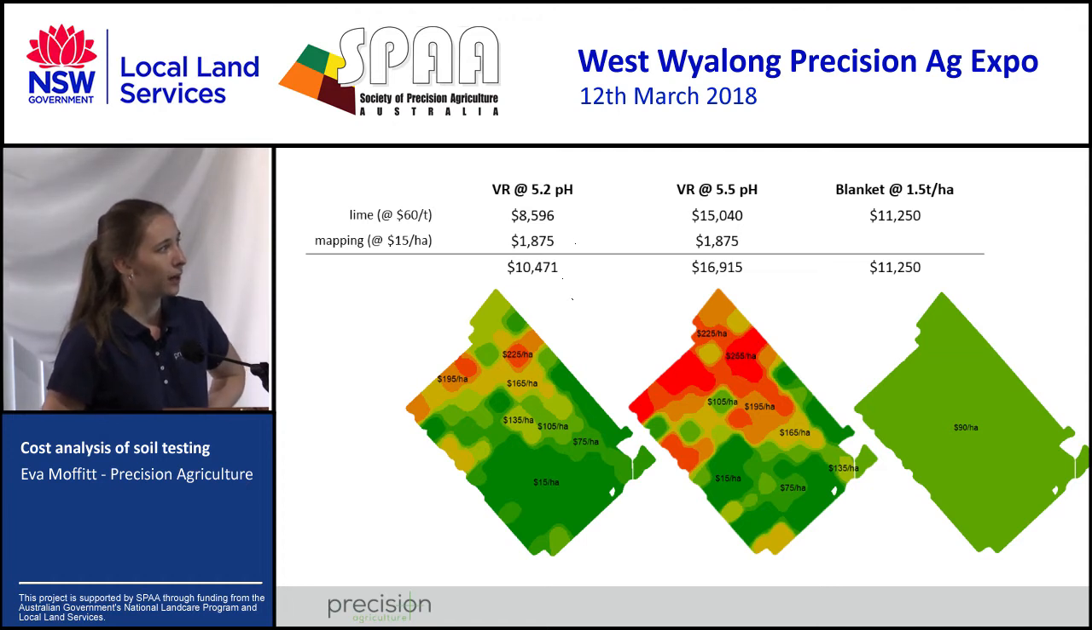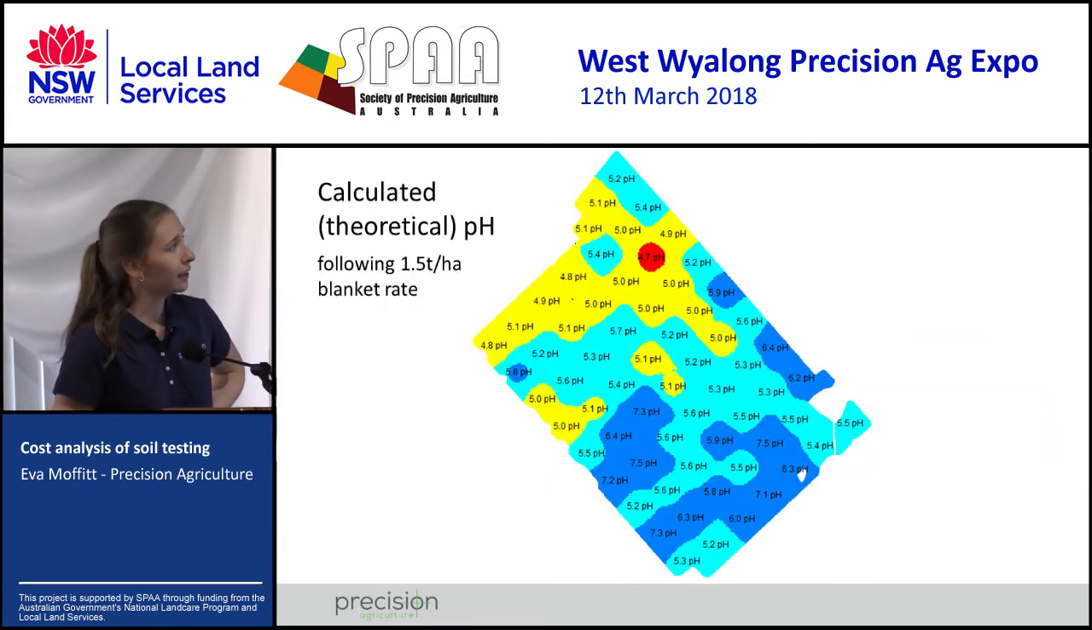So considering we've done that blanket application, let's have a look at what we would get theoretically if we made that application. If we put 1.5 tonnes over that whole paddock, what we've done is essentially limed areas that didn't need it and underlimed in other areas.